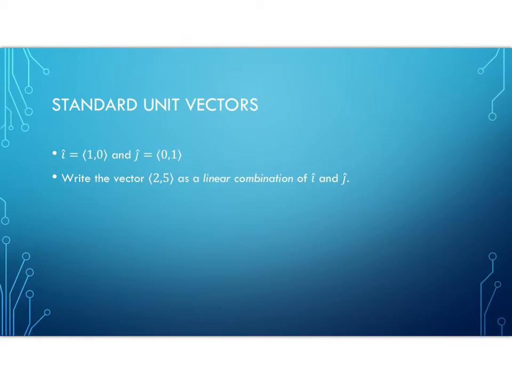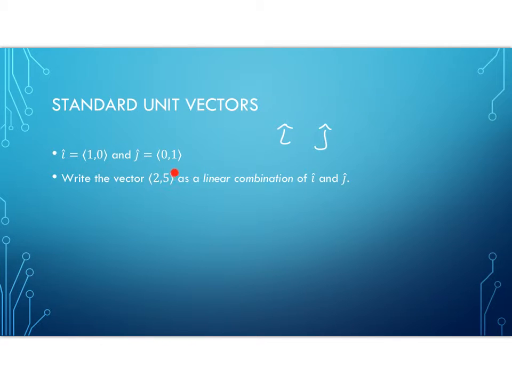So what are the standard unit vectors? i and j. Note that this is an i with a little hat, okay? It's not like i, the imaginary unit, it's i with a little hat, j with a little hat. We call these the standard unit vectors just because they're unit vectors in the x direction, horizontally 1, and unit vector in the y direction, vertically 1.